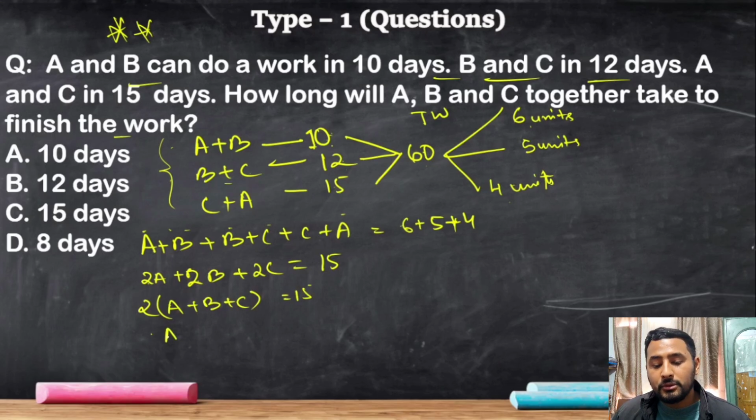Now what you should do: if A, B, C work together, are we getting it from A plus B, B plus C, C plus A? We are getting A plus B plus C directly. We need that, right?